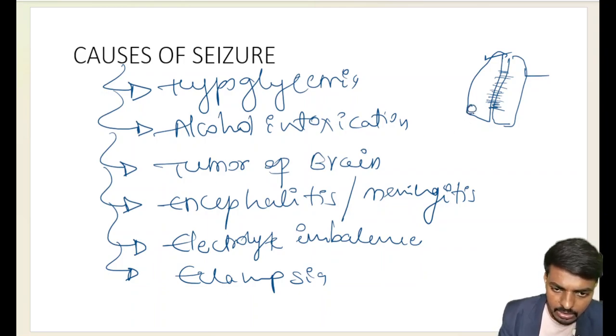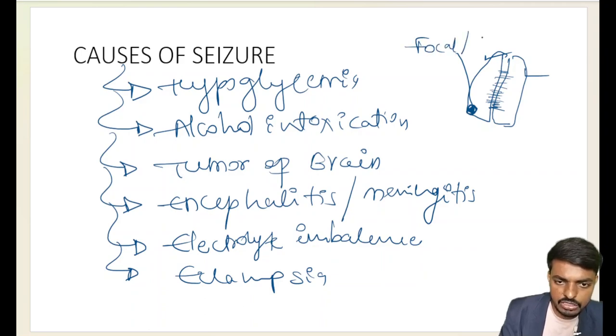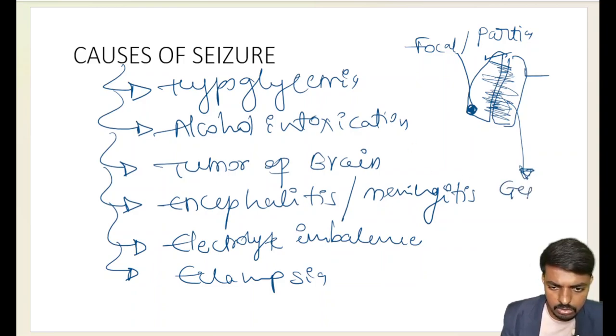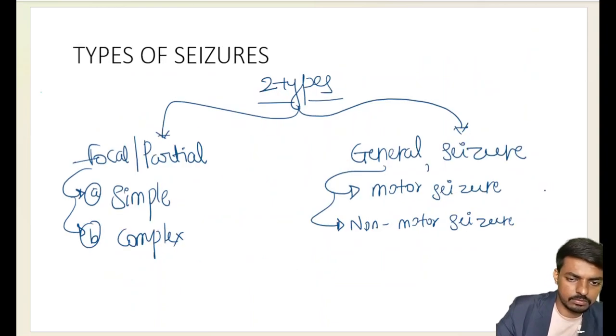If abnormal electrical activities occur in one part of the brain, that is what we call focal, meaning in a particular area, or partial. If abnormal electrical activities occur in the entire brain, including both sides of the brain, meaning generally in the whole brain, that is what we call a general seizure. Okay, very important.